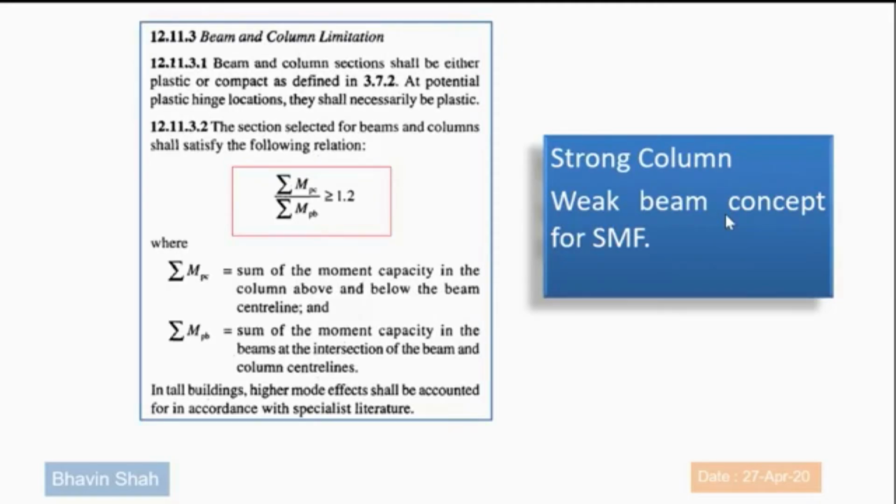For the beam and column junction, if we refer to clause number 12.11.3 for special moment resisting frames, this is the strong column weak beam concept which is introduced in IS 800 2007 section 12. What does it mean? That my column should have at least 1.2 times the capacity of the connected beams.